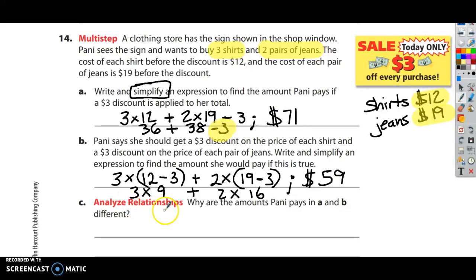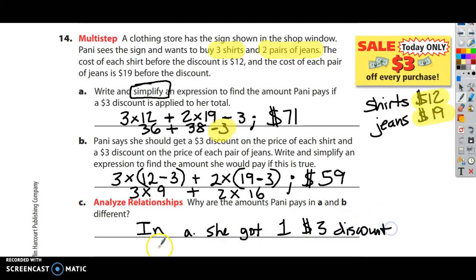C says, analyze relationships. Why are the amounts Penny pays in A and B different? Well, why are they different? In A, she got one $3 discount. And in B, how many discounts did she get in B? She got a discount. Check this out right here.